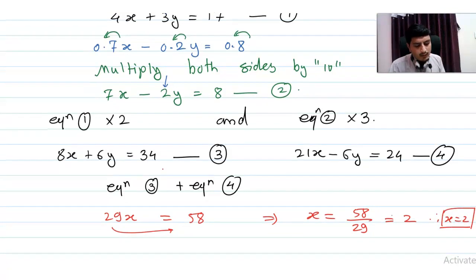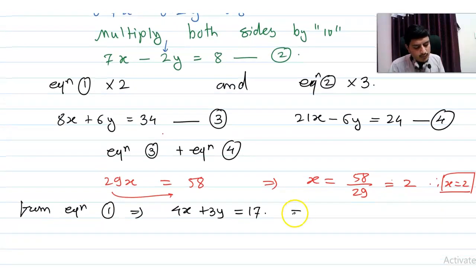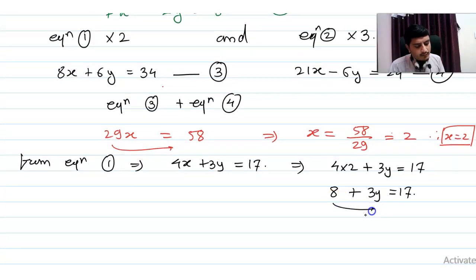Now to evaluate the value of variable y, let us put x equals 2 in any one of the equations, 1, 2, 3 or 4. Among them, we choose equation 1, which is 4x plus 3y equals 17. Replace x by 2, so we get 4 into 2 plus 3y equals 17. 4 twos are 8, so 8 plus 3y equals 17. Now shift the 8 from LHS to RHS, so 3y equals 17 minus 8, which is 9.